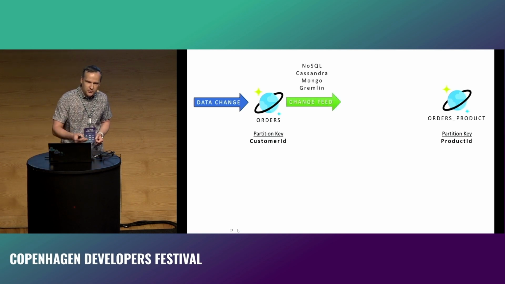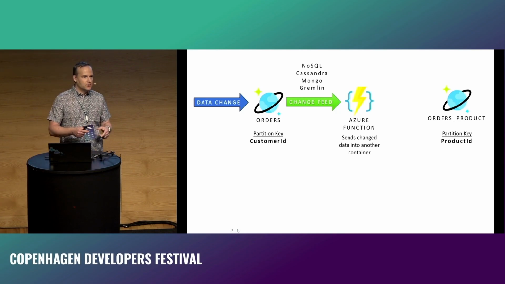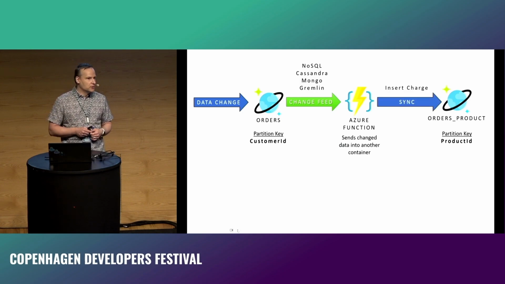Now, we are going to use the change feed function. The change feed function is available in the NoSQL, Cassandra, Mongo, and Gremlin APIs. When using the change feed function, we prefer to use Azure Functions. An Azure function is going to get triggered every time there's a data change in our orders container. So from here, you can really do anything with the Azure function. But in this case, we are just going to take this data and sync it to the orders by product container. So that's how we are going to keep the sync between two containers.